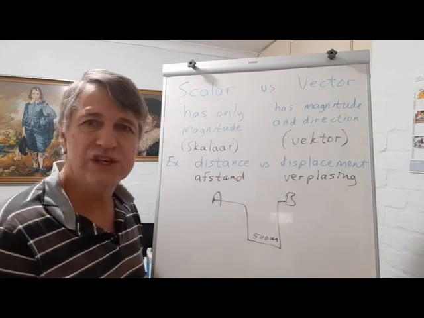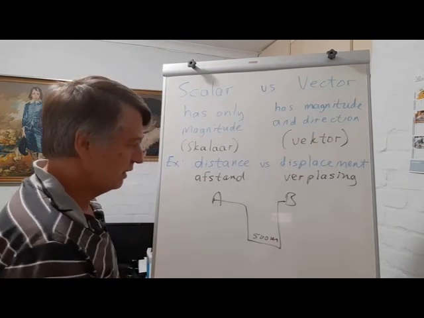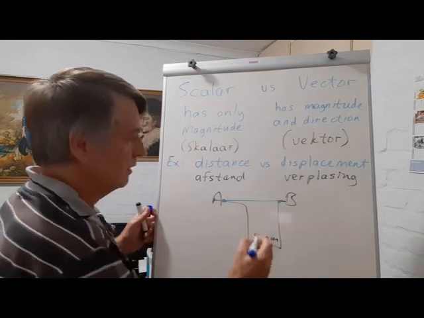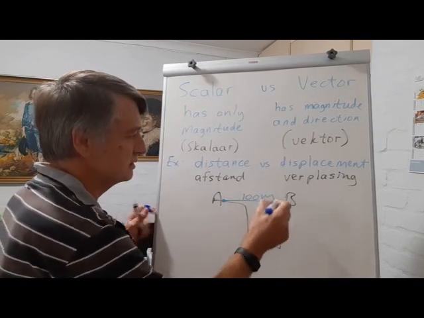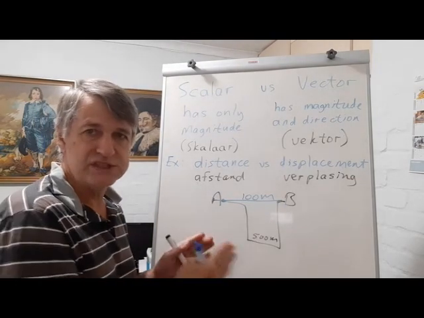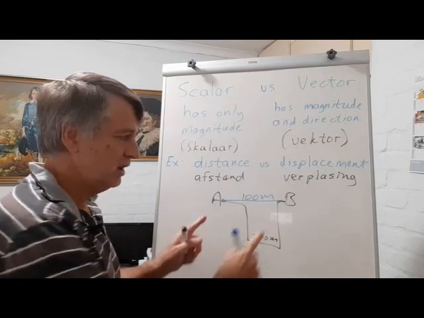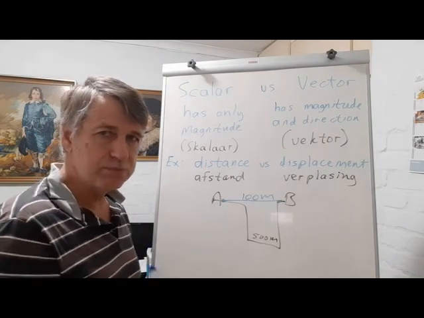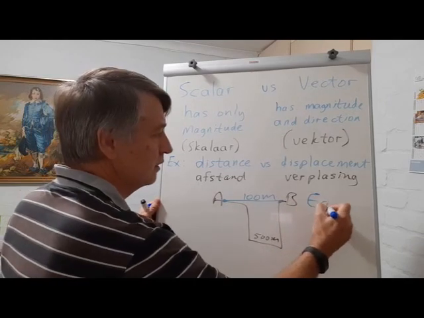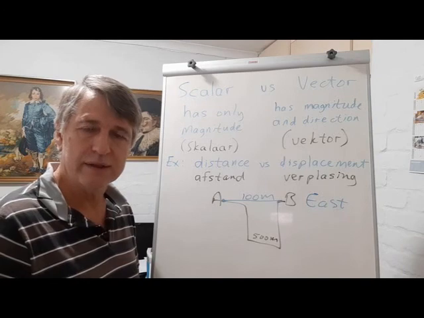But what did you achieve? Wat het jy bereik? You actually achieved the following. You started at A and you ended at B. And that might just be 100 meters. You het effektief van A na B beweeg. Your position het verander met net 100 meter. The position changed by only 100 meters. But also important, this is now east of where you started. This is the oos van waar jy begin het.